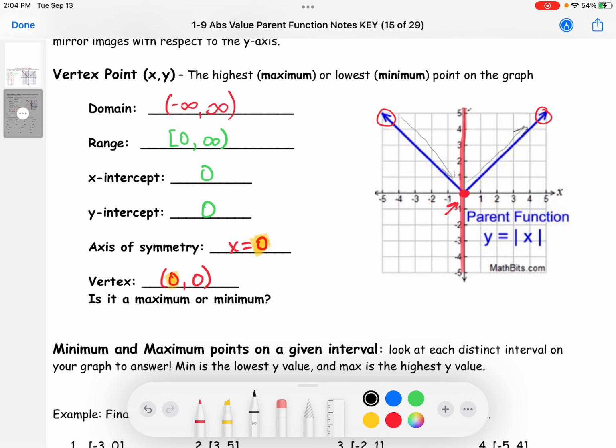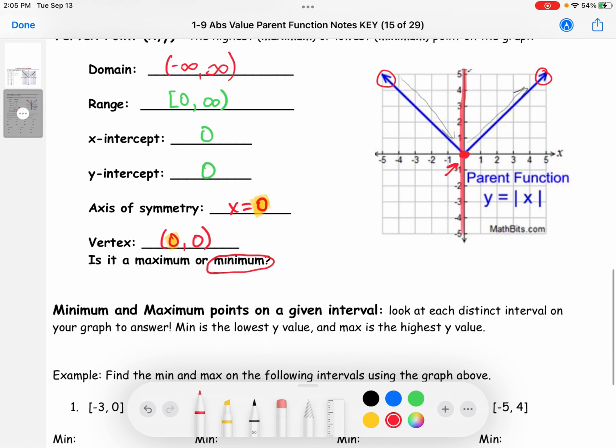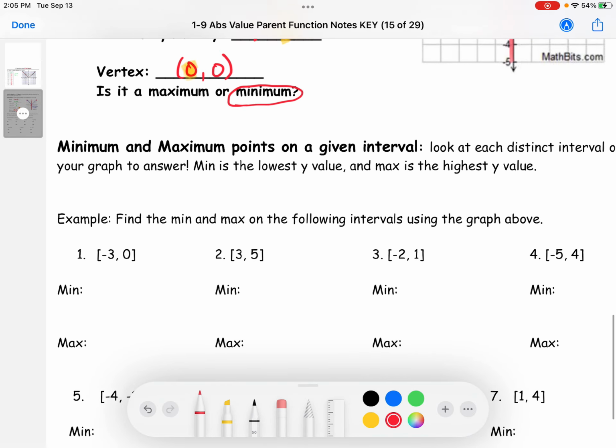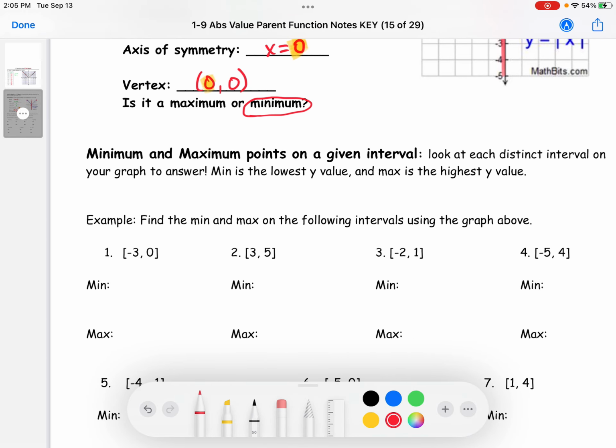Okay, it's the lowest down point. It must be a minimum. Okay, so those are all your key features of this absolute value graph. What I want to talk about specifically is the minimum and maximum points on a given interval. There are some problems like this that are going to come up on your DCA, and that's why I'm going over it right now.